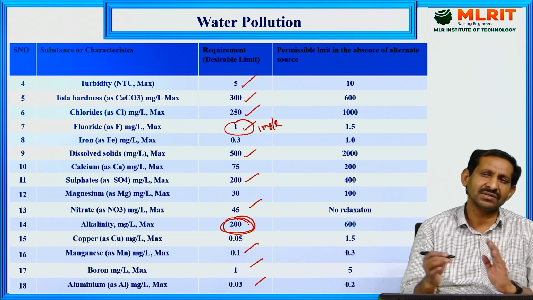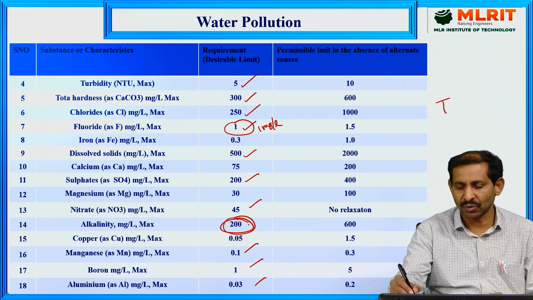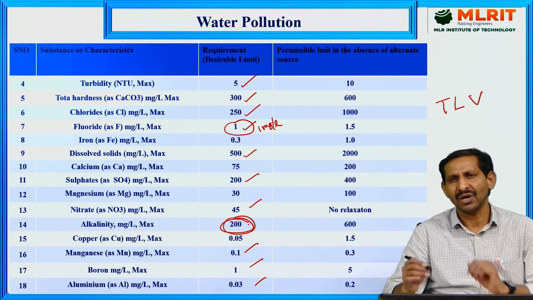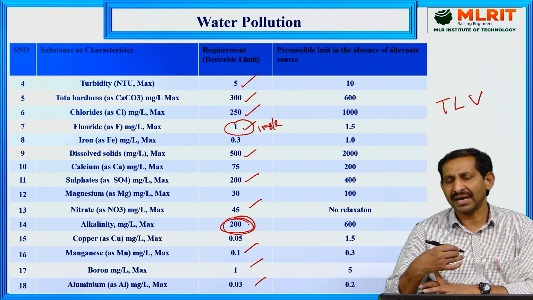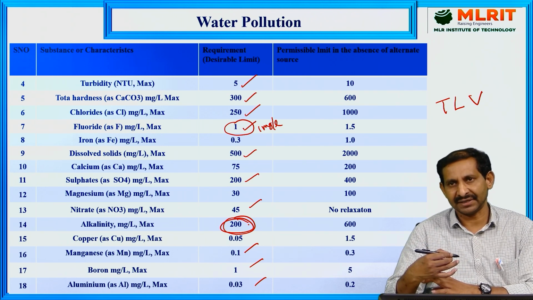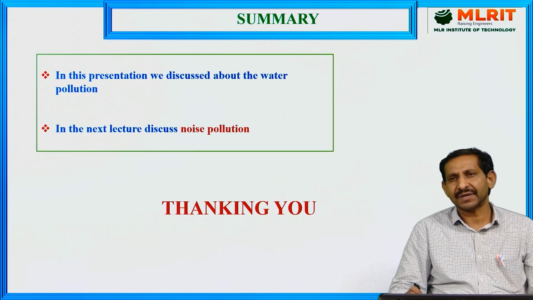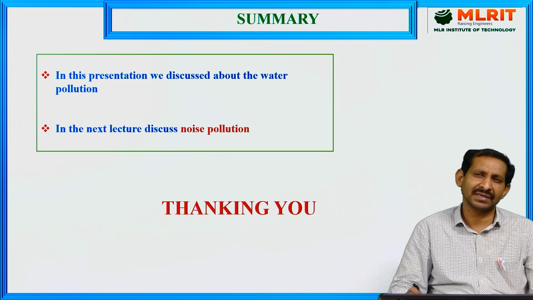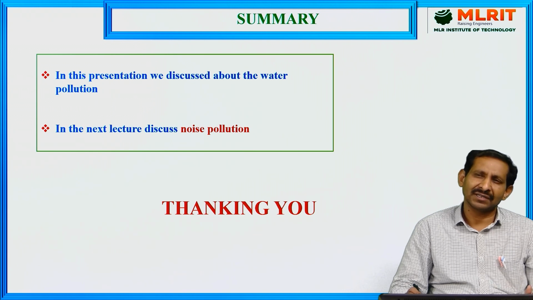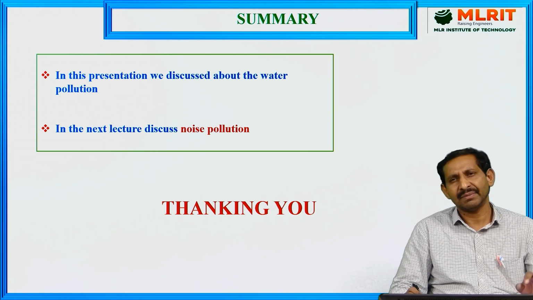Once a limit is crossed, it is called the threshold limit value, TLV. Crossing it causes health problems for human beings and affects aquatic life. In this presentation we discussed water pollution and the water-related standards as per the Bureau of Indian Standards: the major causes of pollution, the effects, and the prevention methods.